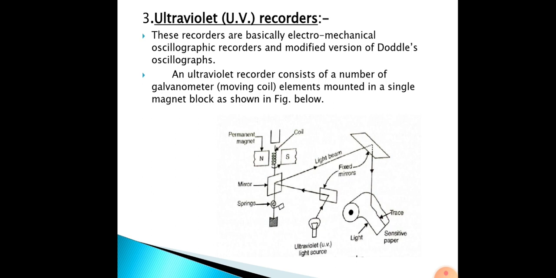The ultraviolet light falling on the mirror is deflected and projected on the UV light sensitive paper. So up there you can see the UV light sensitive paper is there. Here you can see the roller type, down. Okay, this paper is driven past the moving high spot and thus a trace of variation of current with respect to time is produced.